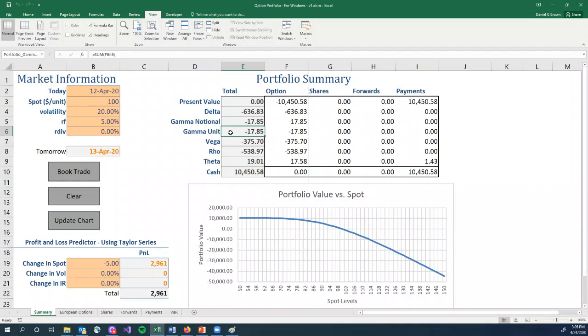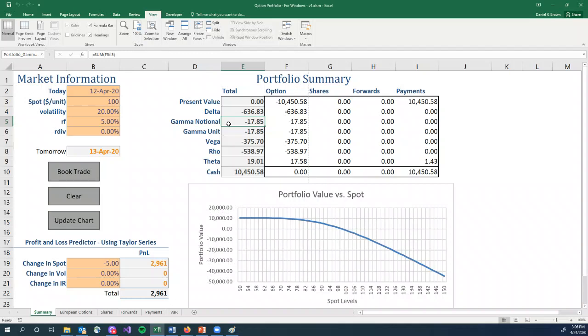The gamma unit is the slightly more intuitive way of quoting a gamma. So the gamma unit is quoted as the number of units in the underlying, or number of shares, that the delta changes for a 1% move in the underlying asset. Now it turns out because our spot is 100, the gamma notional and the gamma unit are the same. There are situations when it's more convenient to use gamma notional and situations when it's easier to think about the gamma unit.